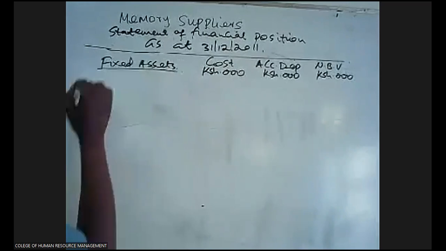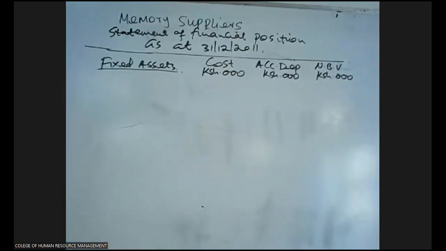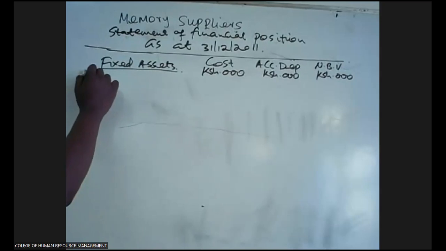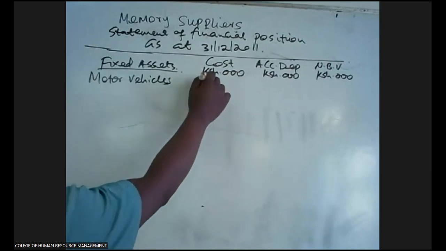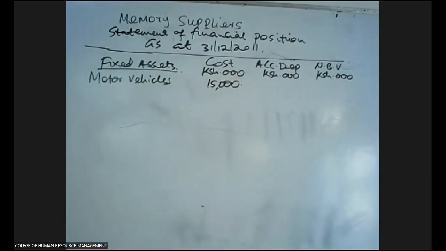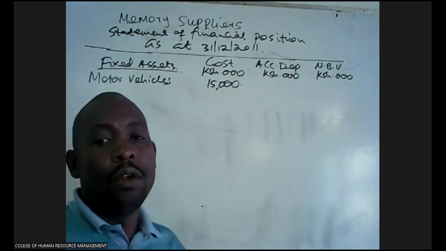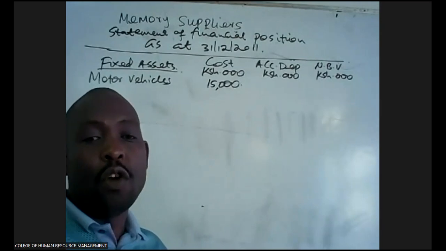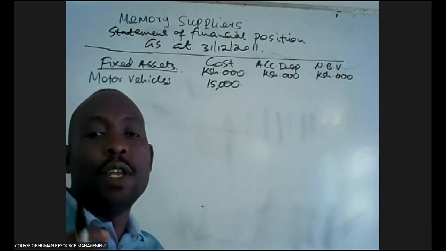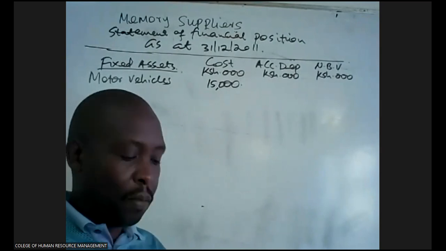So as usual, we start with the fixed assets. For the fixed assets, it is only one motor vehicle. The cost is 15,000. But now when we are doing accumulated depreciation, remember we have the 2,700 that we have calculated, which is only for this year. We also have 1,500 that was provided there as provision for depreciation.